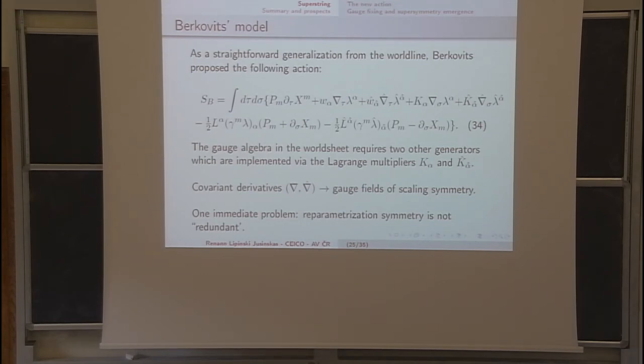So one immediate problem of this action is that if you want reparametrization symmetry to be redundant, or to be removed by a gauge-for-gauge transformation, you cannot do it here. So you have to extend it somehow. And you also have to consider the things that I mentioned before for the superparticle. The twistor-like ghosts are not independent, so you have only five components, so you have to extend this phase space. And of course, you can also introduce these worldline ghosts that are scalars.